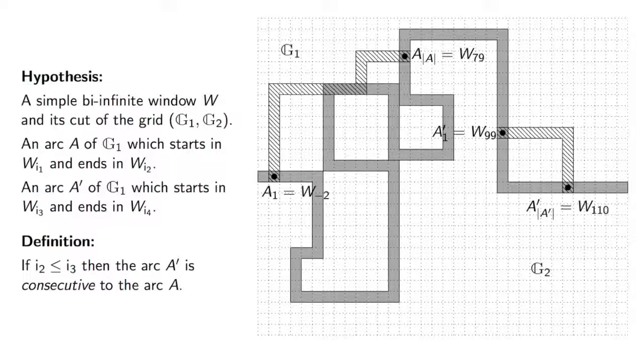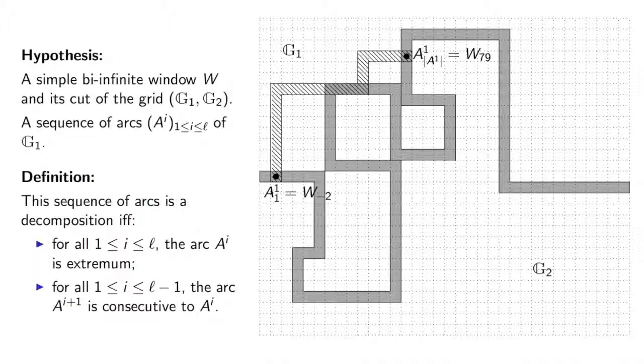Now consider another arc A' of G1. In our example, the arc A' starts after 79 and we say that arc A' is consecutive to arc A. If the index I3 is strictly larger than the index I2, we say that A' is strictly consecutive to A. To summarize, there are only three possible interactions between two arcs A and A' of G1: either they intersect, or one dominates the other one, or one is consecutive to the other one.